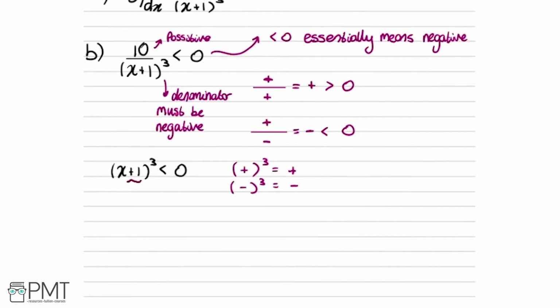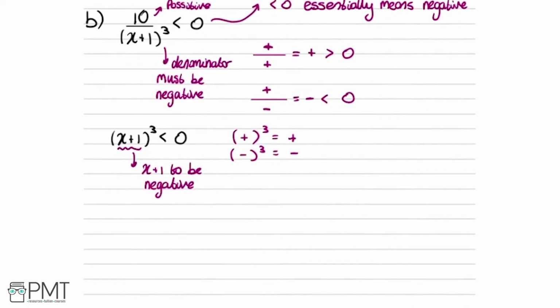So breaking this down even further, x plus 1 should be negative in order for x plus 1 to the power of 3 to be negative, in order for 10 over x plus 1 to the power of 3 to be negative, or as it's saying here, less than 0. So writing this out in a clearer way, we've got x plus 1 needs to be less than 0. So if we take away 1 from both sides, we get x is less than minus 1. And that is the answer.